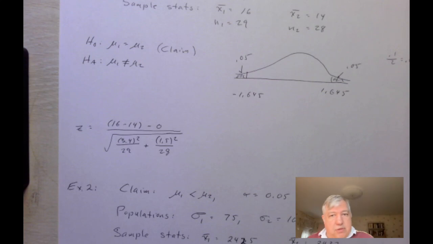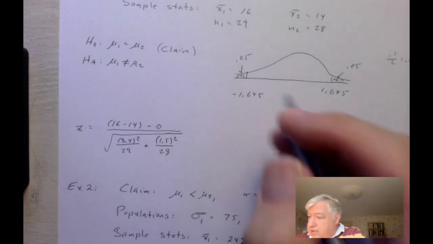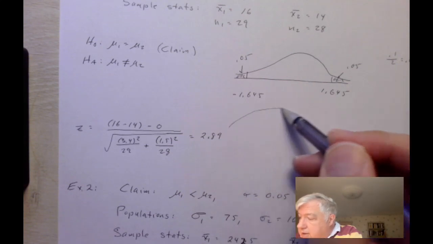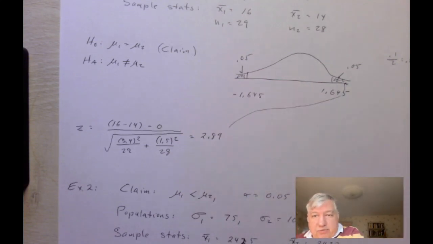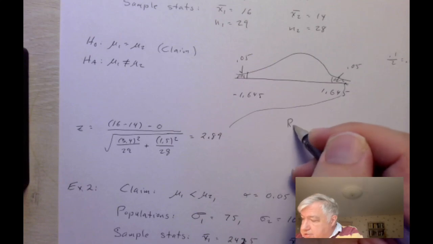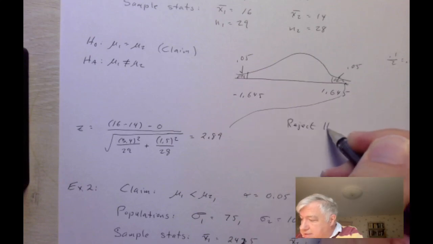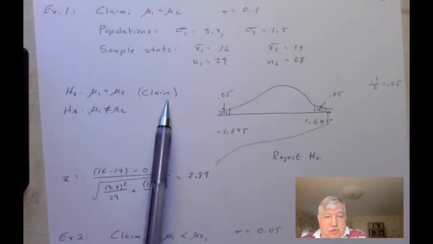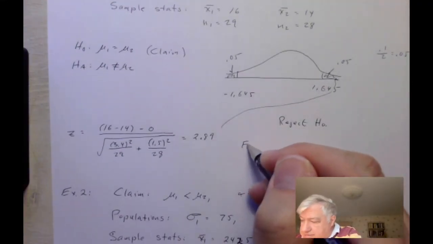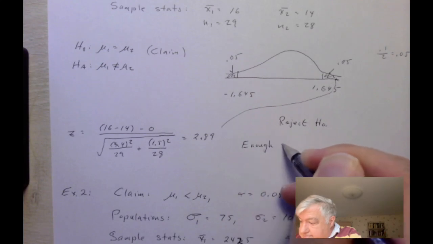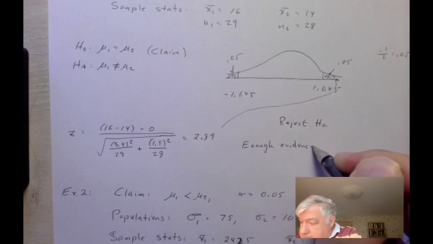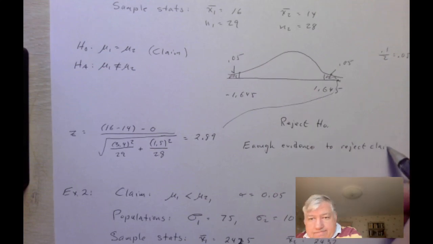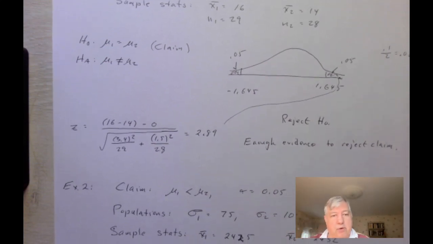And this turns out to be 2.89, and that's clearly in our rejection region, way into our rejection region. So we reject the null hypothesis, and that means we are rejecting our claim. So we say there's enough evidence to reject the claim.